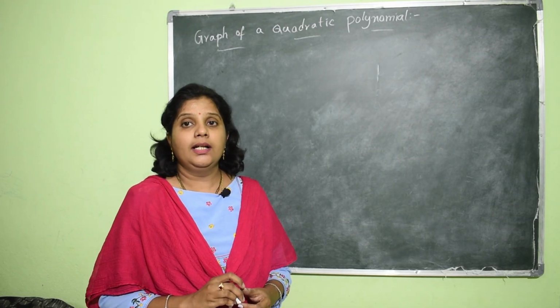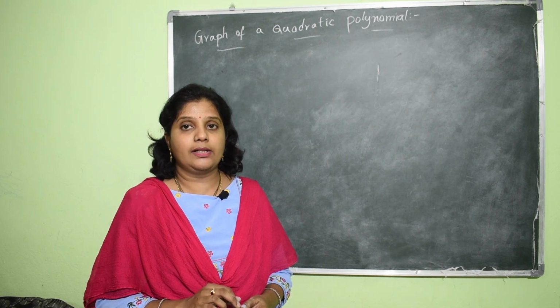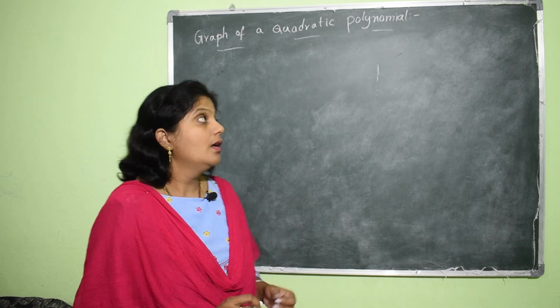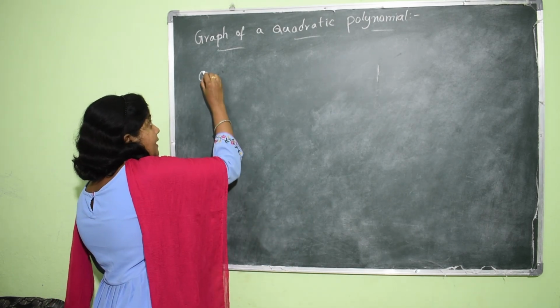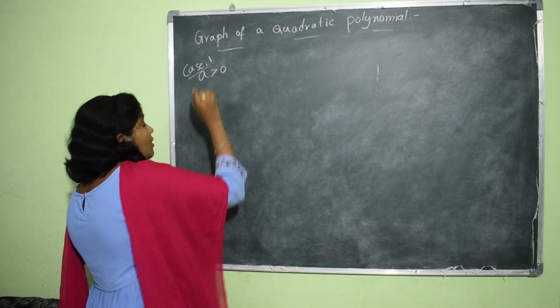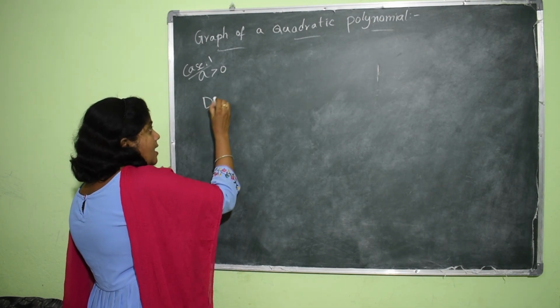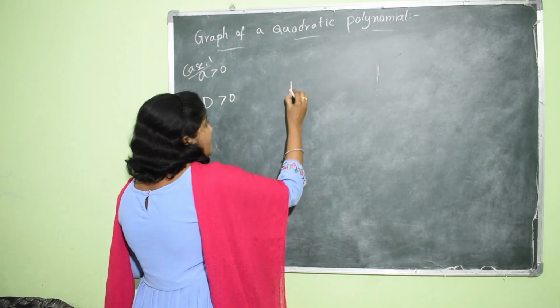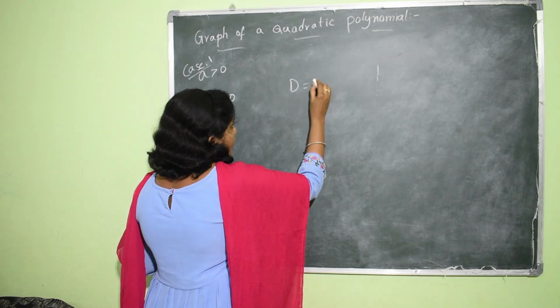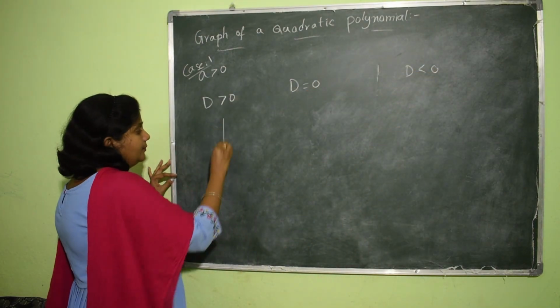Okay, let us draw the graphs of the quadratic polynomial for d greater than 0, equal to 0 and less than 0. I am taking case 1, that is a is greater than 0. For a greater than 0, I am drawing three pictures, that is d greater than 0, d equal to 0 and d less than 0. Okay, so let us draw the figure.